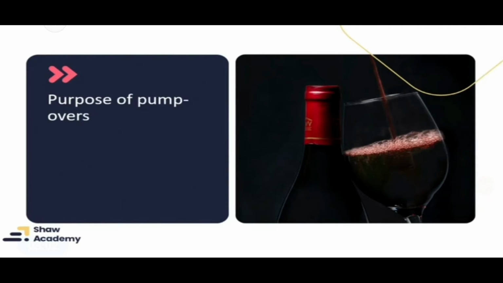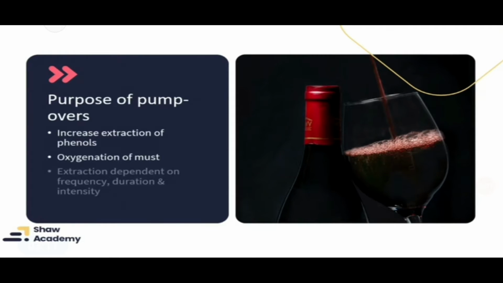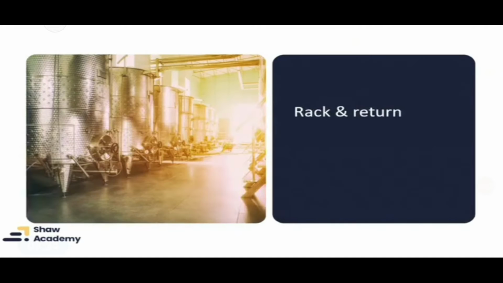The purpose of doing pump overs is to increase extraction of tannin and anthocyanins from the skins. This process also allows for the oxygenation of the must. The role of oxygen in wine will be discussed in detail in Module 2. And the degree of extraction from a pump over will depend on the frequency of pump overs, the duration of the pump over, as well as the intensity.